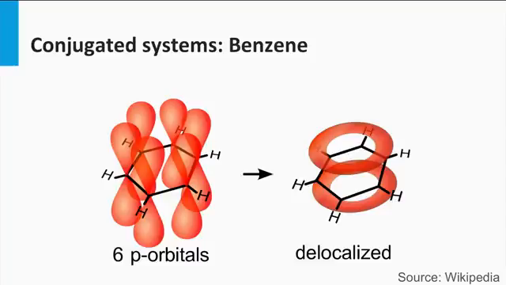Here you see the example of the benzene ring. This molecule has 6 carbon atoms and 6 p orbitals. They mix, forming 2 circular orbitals that are occupied by, in total, 6 electrons. These electrons do not belong to one single atom, but to a group of atoms.